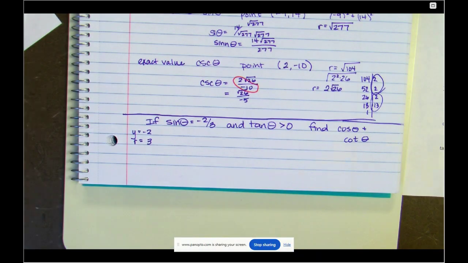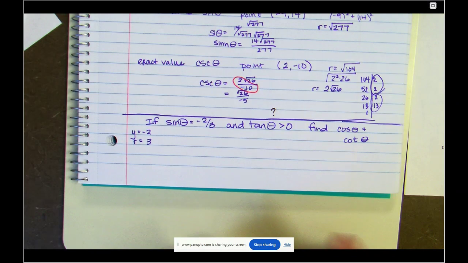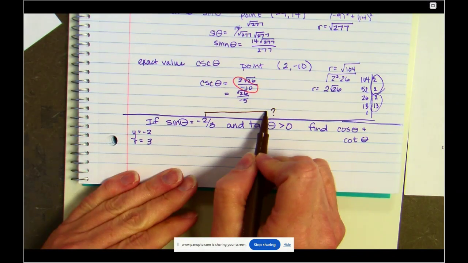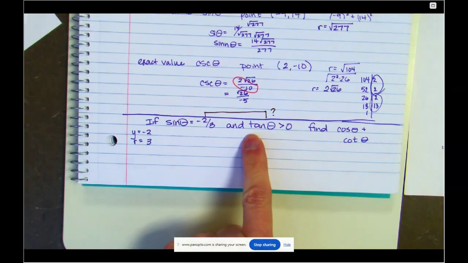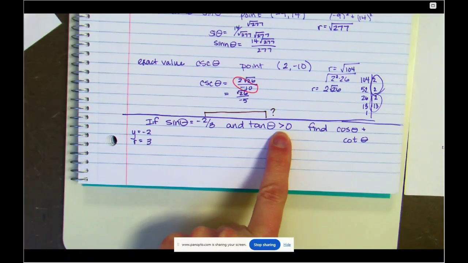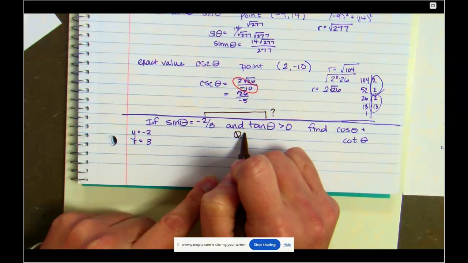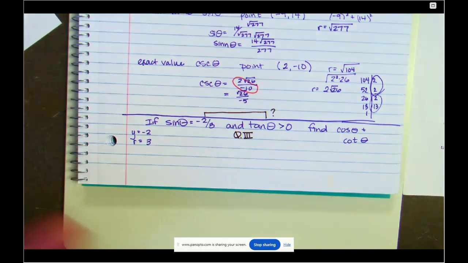Okay, now the question is, what is this? Why do I care if tangent is positive? If you combine this information right here, it will tell you what quadrant theta is in, which matters. So look at your circle. You just need to look at it, you're not going to use it. But what quadrant is sine negative and tangent positive? The third one. Quadrant 3 has negative sine and tangent is positive. So all that we need to know is this is in quadrant 3, and we'll come back to that at the end.